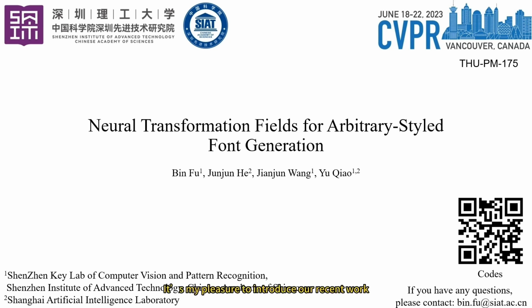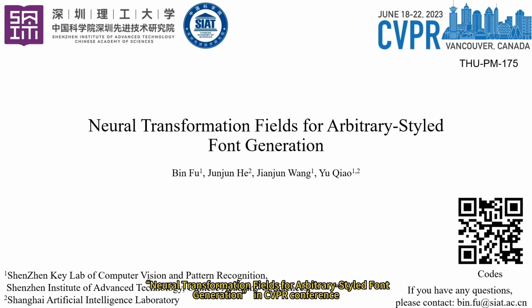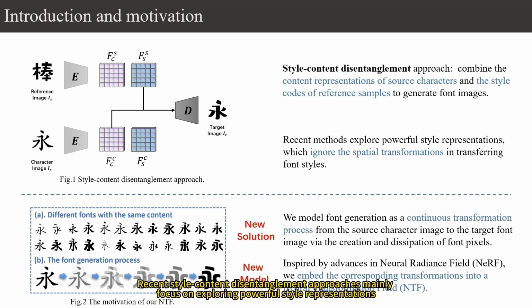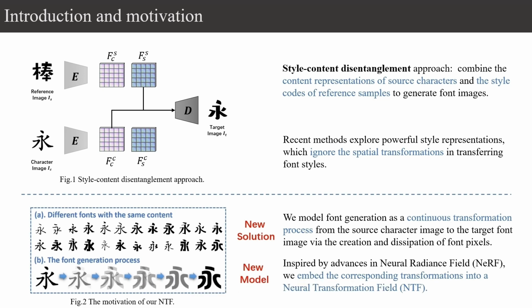It's my pleasure to introduce our recent work, Neural Transformation Fields for Arbitrary-Styled Font Generation, in CVPR conference. In this work, we focus on few-shot font generation task, which generates arbitrary-styled font images with a few samples. Recent style content disentanglement approaches mainly focus on exploring powerful style representations, which ignore the spatial transformations in transferring font styles. In this paper, we propose the novel solution and model to solve above problem.